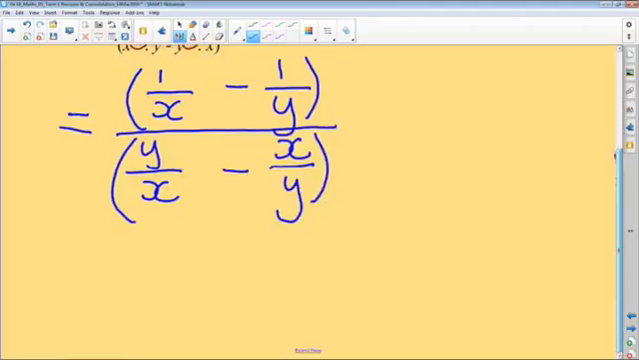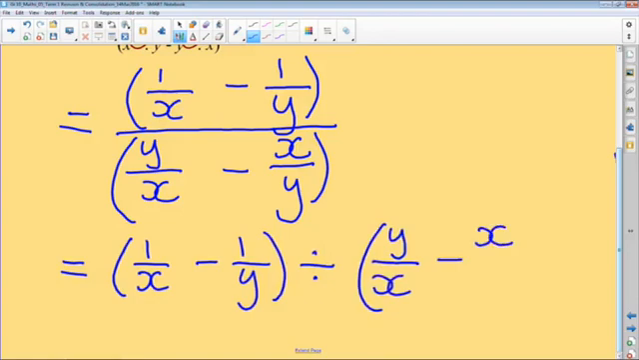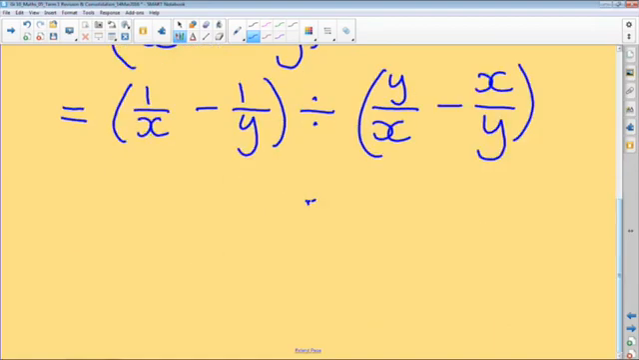Let's just scroll down. And it's going to be, I'm keeping it in brackets, 1 over x minus 1 over y divided by y over x minus x over y. Now, I haven't done anything mathematical. I've just made it look different to what I had before.